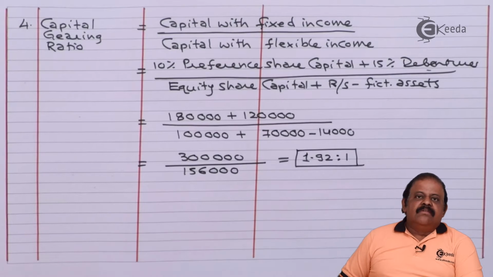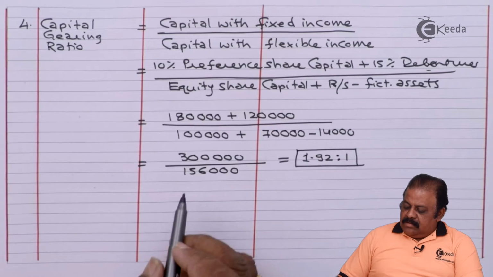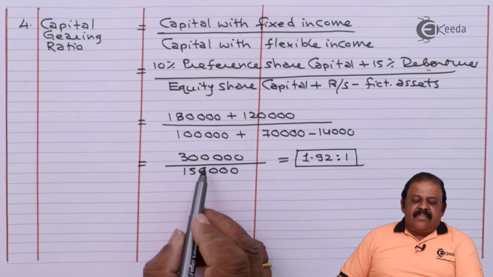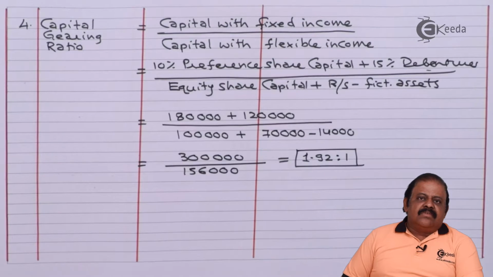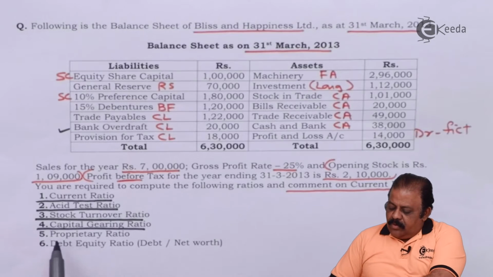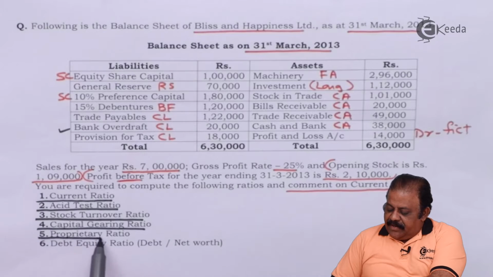1.92 is to 1. It shows that company's fixed income capital 3 lakhs is higher than flexible income capital 1,56,000. So it can be said that the company is highly geared and taking benefit of the borrowed funds and fixed income securities. Next we have proprietary ratio.